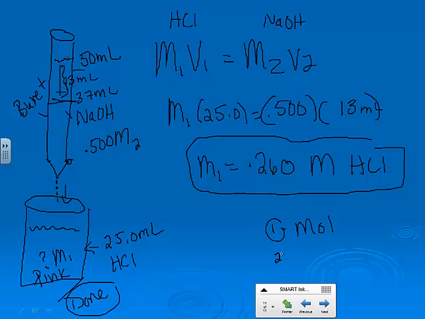Okay, so we're going to add molarity as a conversion factor, and we're going to do some titration math with M1V1 equals M2V2, and we'll do practice on this in class.